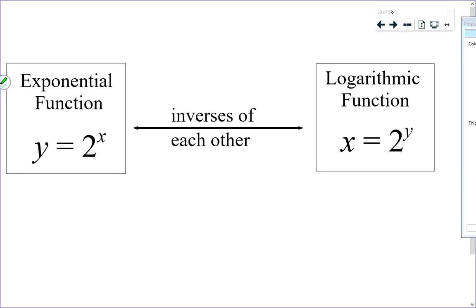So here's the exponential function on the left, y equals 2^x, and on the right is its inverse. And remember, inverses are inverses of each other. So my point right now is just this. y equals 2 to the x is the inverse of x equals 2 to the y, and x equals 2 to the y is the inverse of y equals 2 to the x. They're inverses of each other.